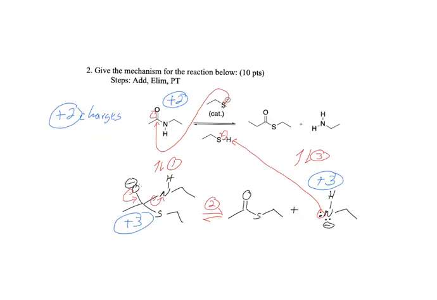All right, so question 2. Now we're in basic conditions, right? So the first step for this one, when it's basic conditions, is addition. We have an S minus, right? For acidic, it's protonation. For basic and neutral, it's always addition. If you have charges, they react first. Negative charge adds in, right? Make a tetrahedral intermediate.